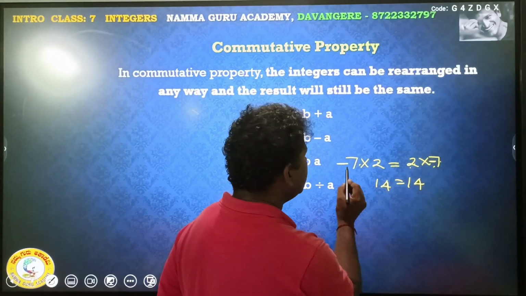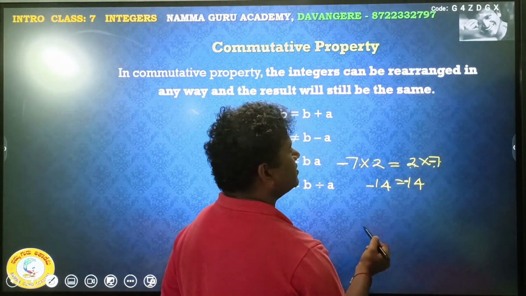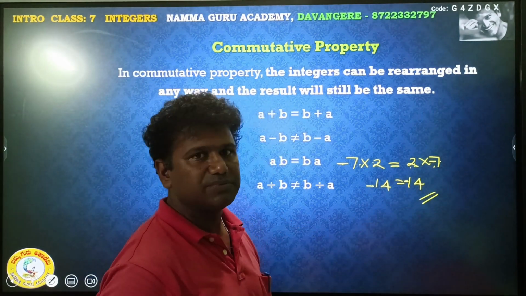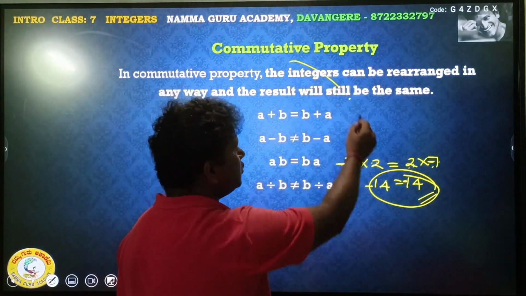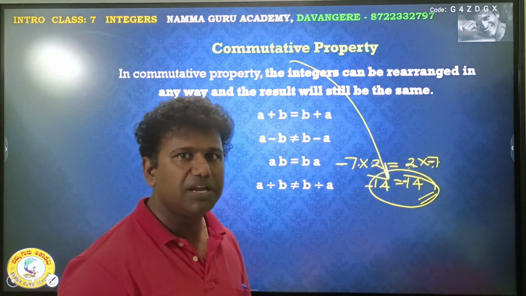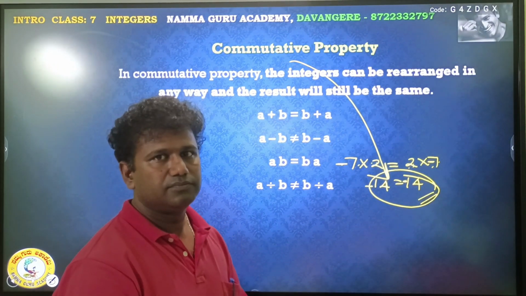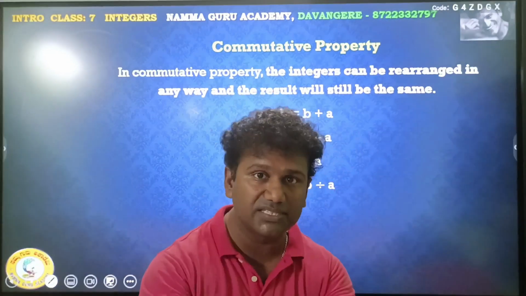7 twos are 14, 7 twos are 14. Minus into plus is minus. Plus into minus is minus. In both the cases, we got the same sign and the same answer. That's what we call the commutative property of integers. In multiplication, it is possible. If you change the order and add, there is no need of taking any tension, the answer will be the same.